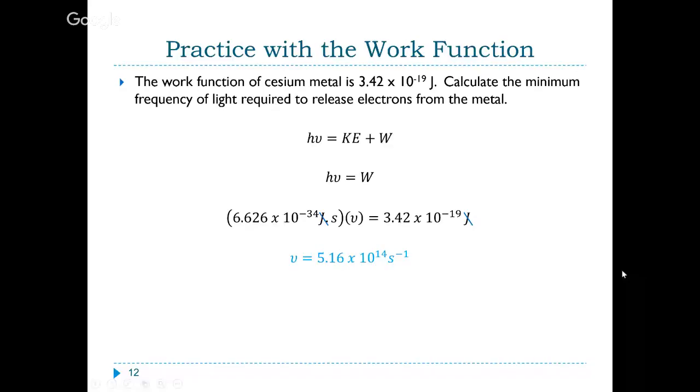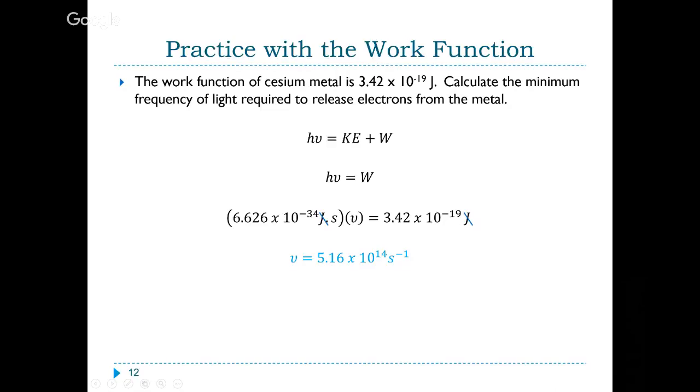Since we don't want to have any kinetic energy associated with it, we just say, hey, this is just to kick the electron out, not to have it move with any specific speed after the fact. So the kinetic energy is equal to 0. Therefore, h nu equals W, your work function. This is Planck's equation that says E equals h nu.